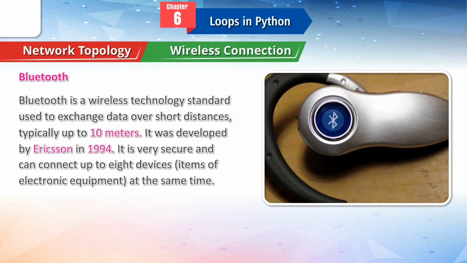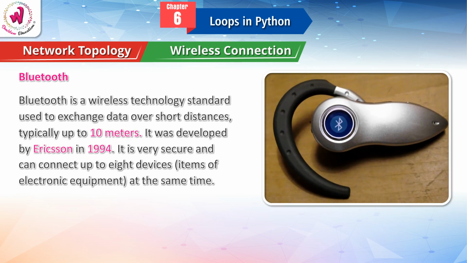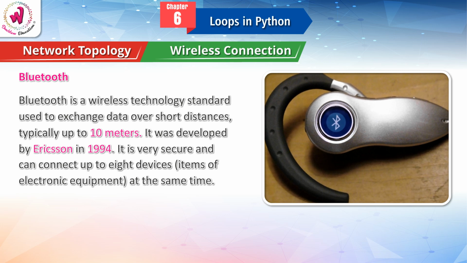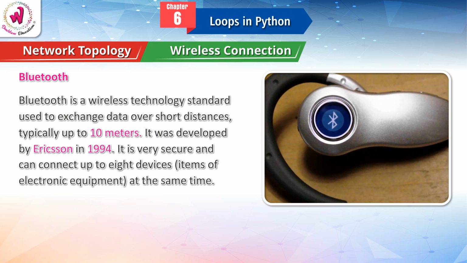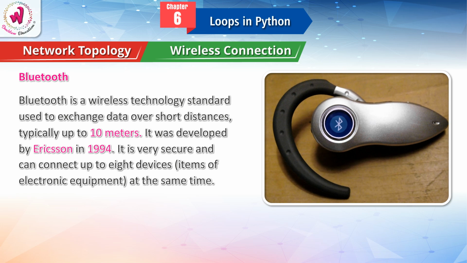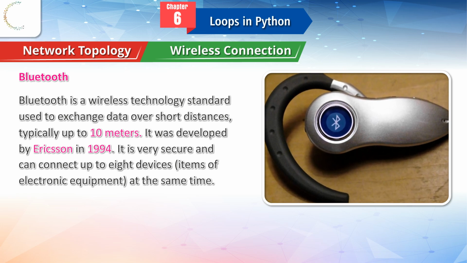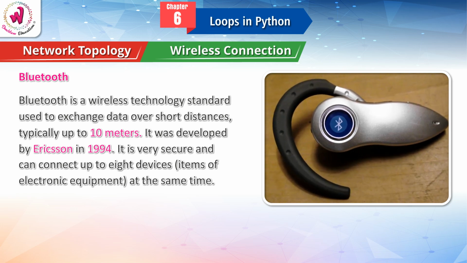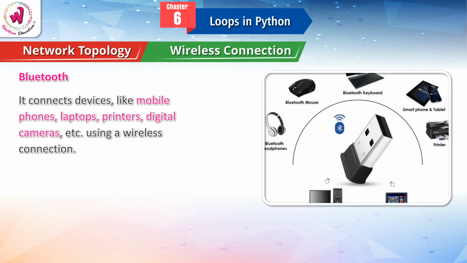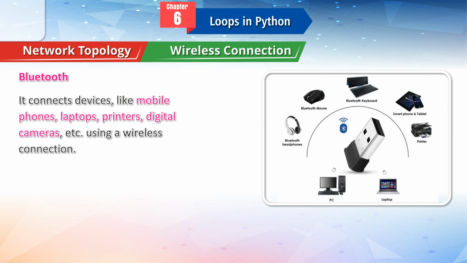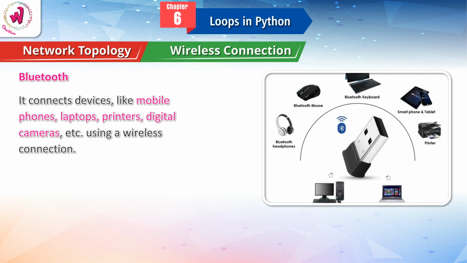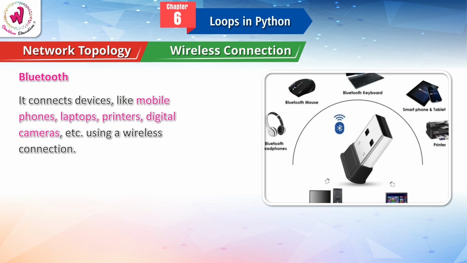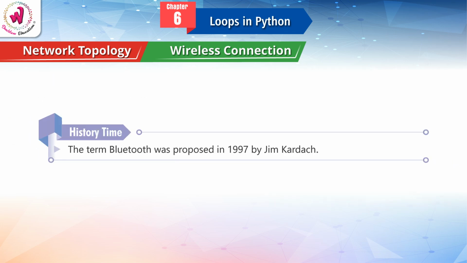Bluetooth. Bluetooth is a wireless technology standard used to exchange data over short distances, typically up to 10 meters. It was developed by Ericsson in 1994. It is very secure and can connect up to 8 devices, items of electronic equipment, at the same time. It connects devices like mobile phones, laptops, printers, digital cameras, etc. using a wireless connection. History time. The term Bluetooth was proposed in 1997 by Jim Carter.